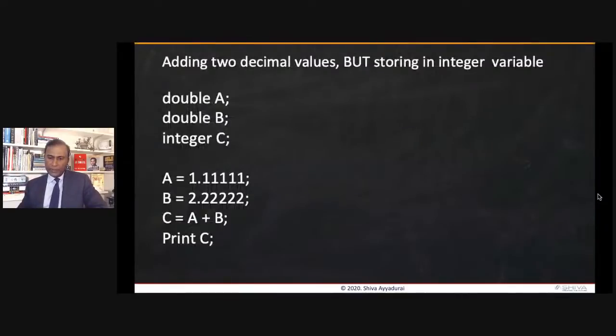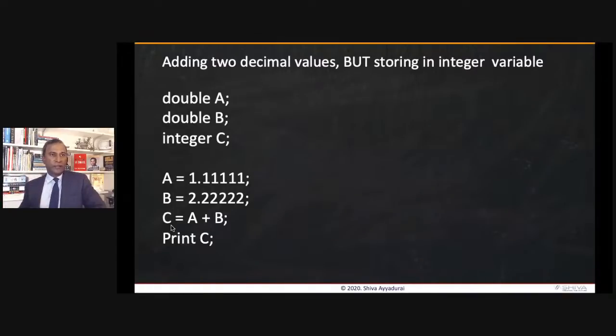Now let me take another example. Let's assume I declare A as a double variable, B as a double variable, which means it can store a floating point value. It can be 1 point something and 2 point something, for example. However, the thing that stores the sum, I'm keeping as an integer, which is C. All right, so follow this along. So I'm setting A to equal 1.11111, 5 digits, and B to be 2.22222. Now, what happens when I add A plus B? Well, if you look here, A is a double, B is a double, but look what I'm doing. I'm putting it into an integer.